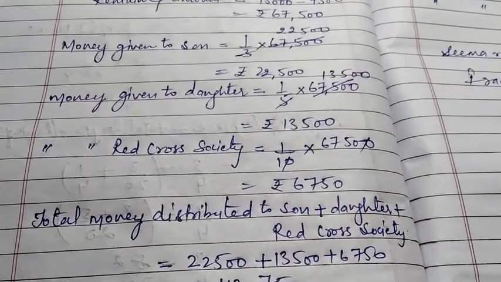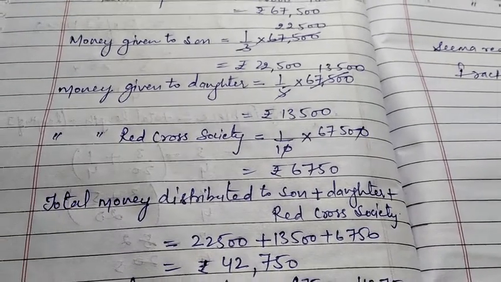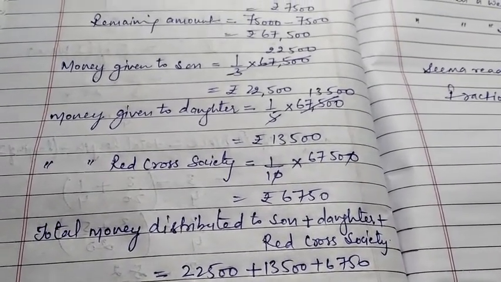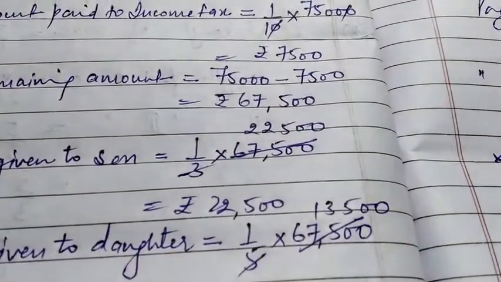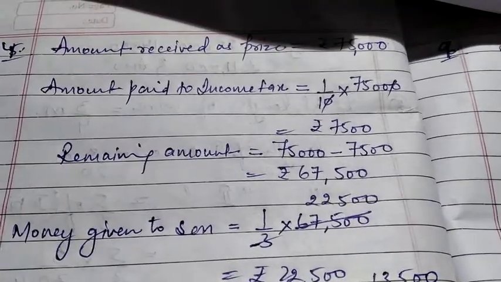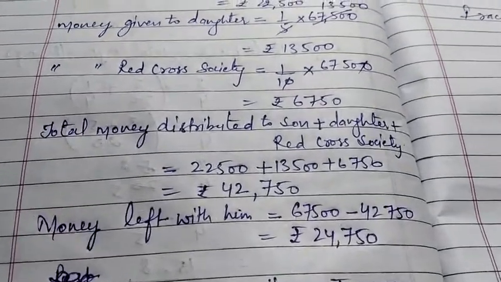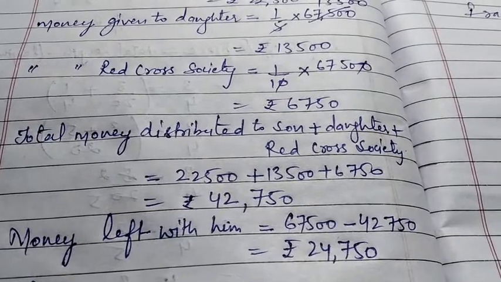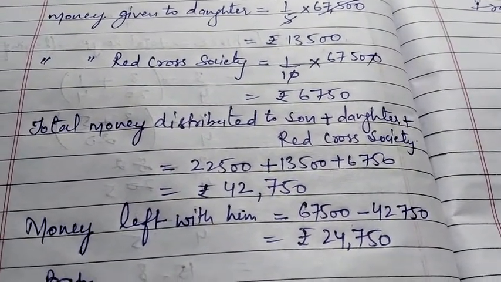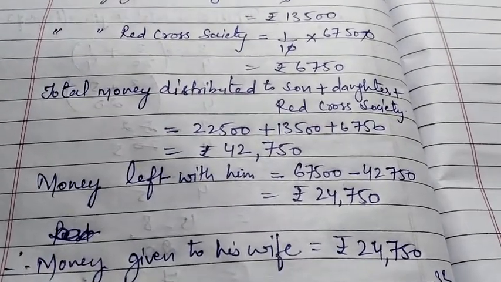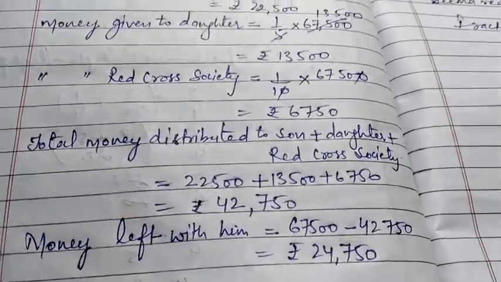You add the total amount given to son plus daughter plus society, and then how much money he was having in hand while giving to his family, that was 67,500. Now no more 75,000. Okay, 67,500 में से जितना उसने son को दिया plus daughter को दिया plus Red Cross को दिया, we'll subtract that and we'll get the money given to his wife. So that is 24,750. I hope it is clear, class.